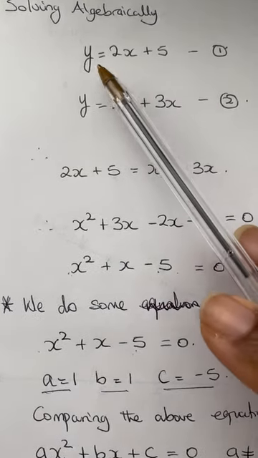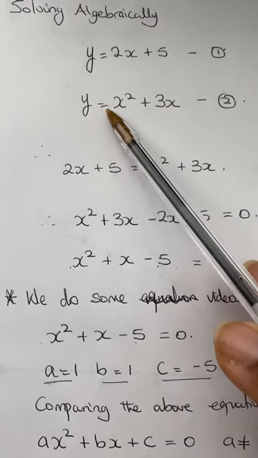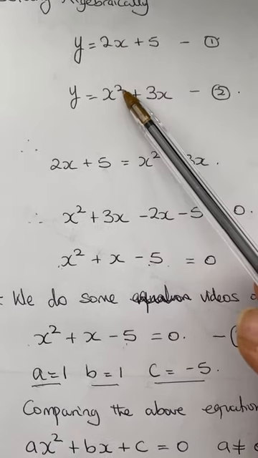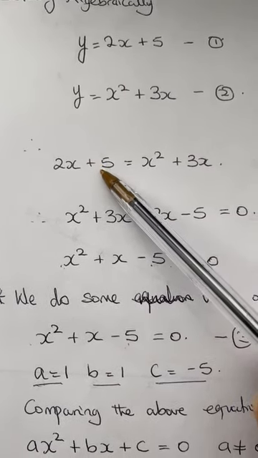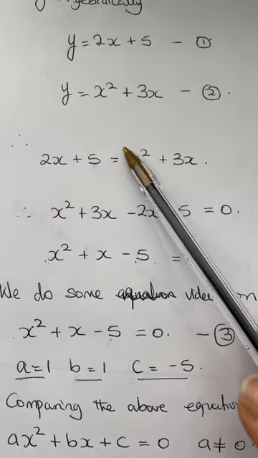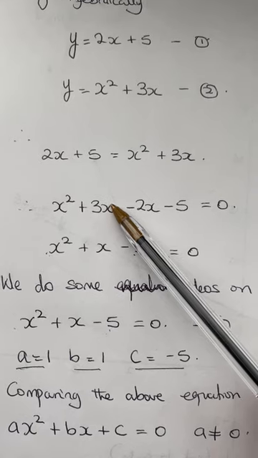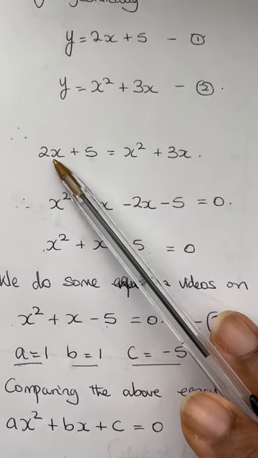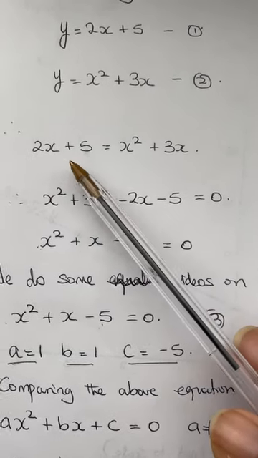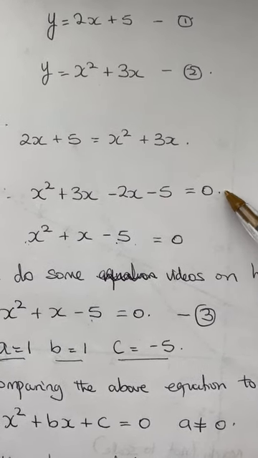Now, if y equals 2x plus 5 and y is also equal to x squared plus 3x, then we can equate them. 2x plus 5 will be equal to x squared plus 3x. That's what I've done here. So now x squared plus 3x, then I take 2x to the other side, which will become minus 2x. 5 to the other side, which will become minus 5, all equal to 0.